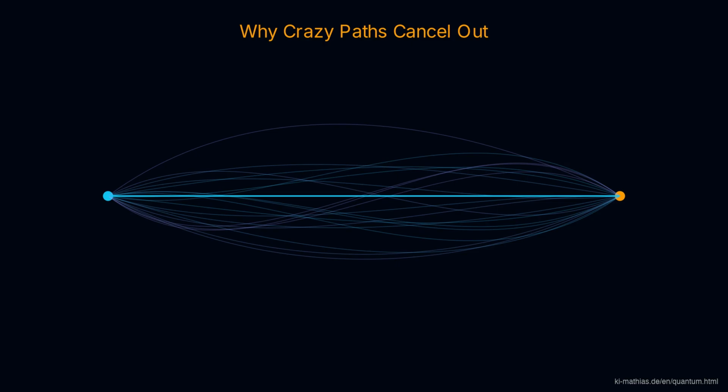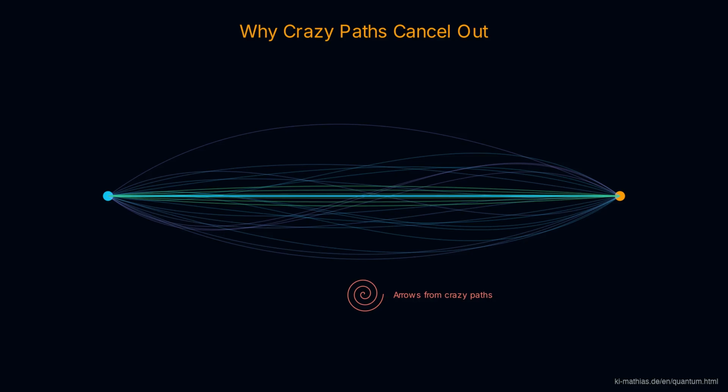Every path gets an arrow. Now look at the straight path. Its hand spins a certain number of times, and a path that lies just a hair's width away? Almost the same length, almost the same spin, almost the same angle. The arrows point in similar directions. They reinforce each other.